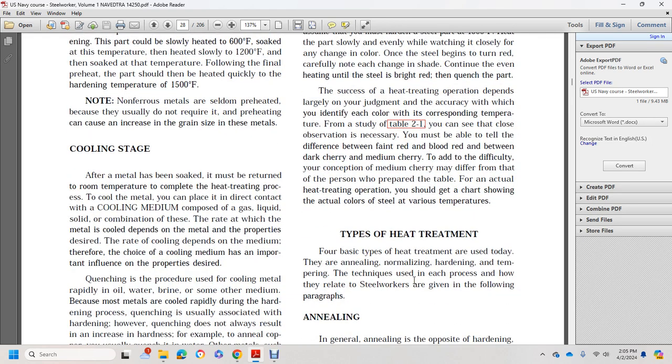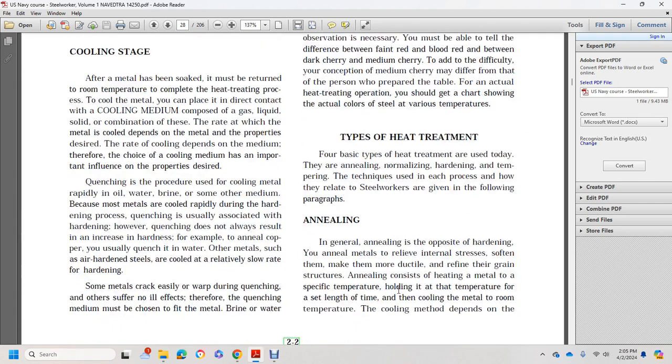Types of heat treatment. The four basic types of heat treatment used today are annealing, normalizing, hardening, and tempering. Techniques used in each process, and how they relate, are given to Steelworkers in the following paragraphs. Annealing. In general, annealing is the opposite of hardening. You anneal metals to relieve internal stress, soften them, make them more ductile, and refine the grain structure. Annealing consists of heating the metal to a specific temperature, holding it at that temperature for a set length of time, then cooling the metal to room temperature.